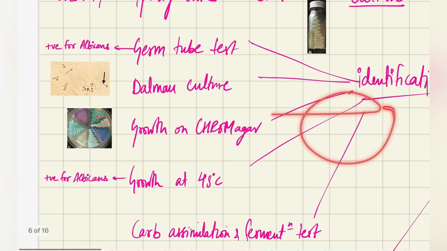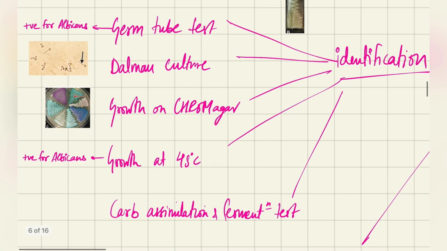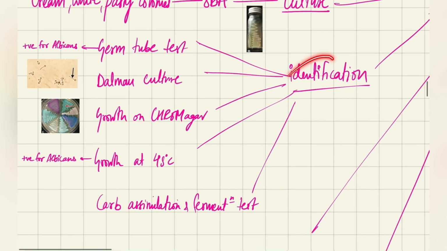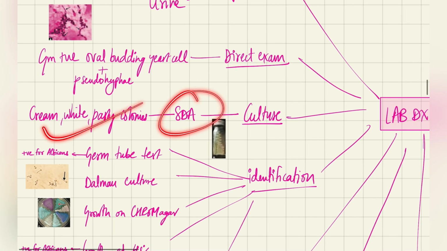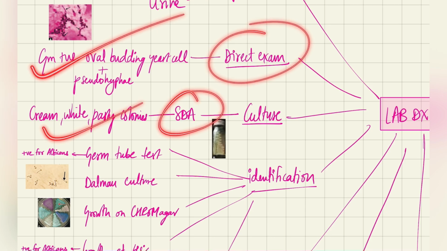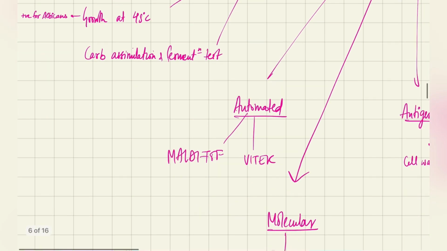So this is growth on chrome agar. Next we have growth at 45 degrees Celsius. This is also a positive characteristic for Candida albicans. And we have the carbohydrate assimilation and fermentation test. So in identification, we have the germ tube test, Dalmau plate culture, growth on chrome agar, growth at 45 degrees Celsius, and carbohydrate assimilation and fermentation test. Earlier, in culture we showed creamy white pasty colonies, and in direct examination, gram-positive oval budding yeast cells with pseudohyphae.